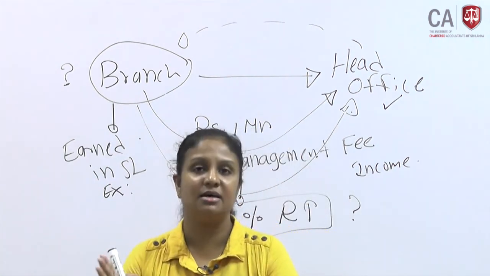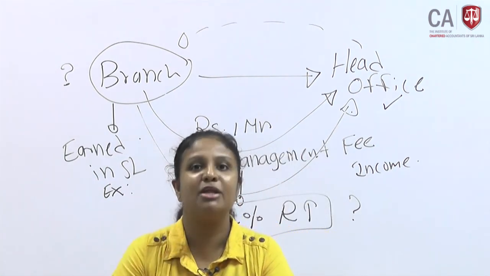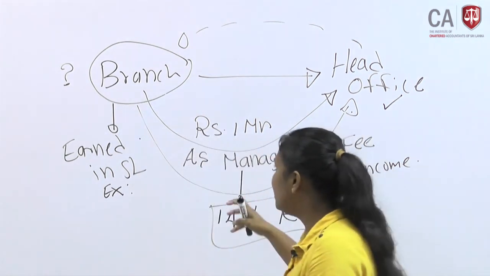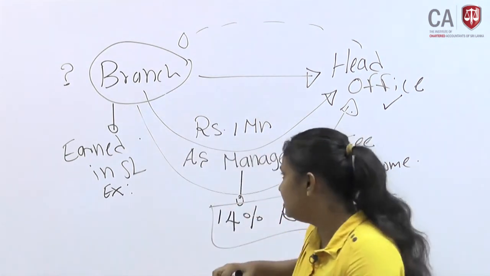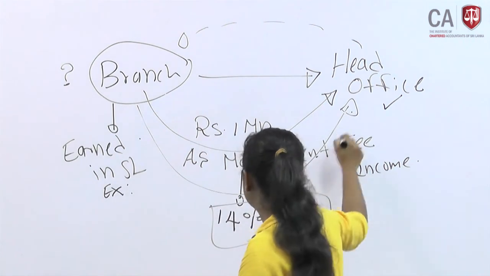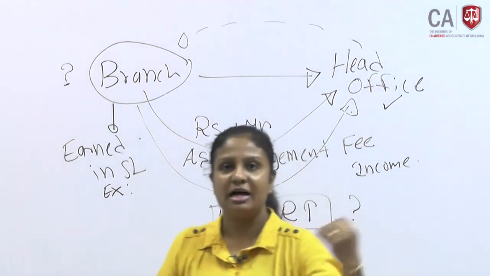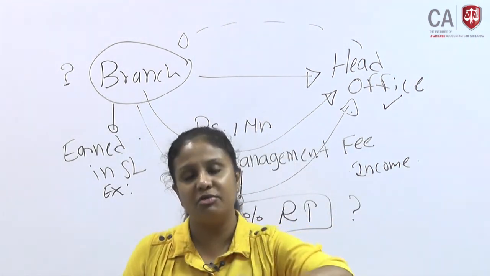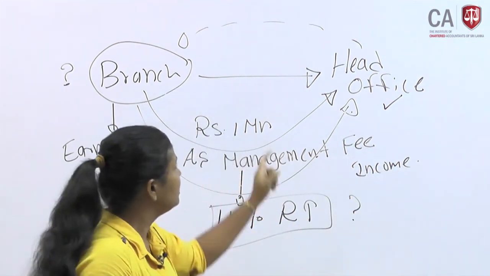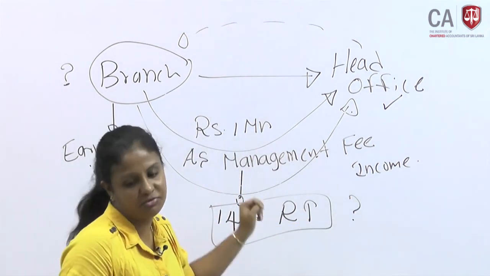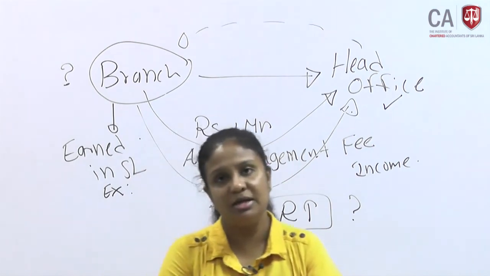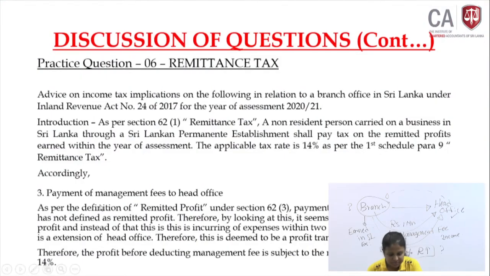Then this is the deeming provision, which you have to think about a little bit, and this is a management fee. This is a profit transfer to the head office by the branch office. Therefore, it is subject to the remittance tax. Come to the answer.